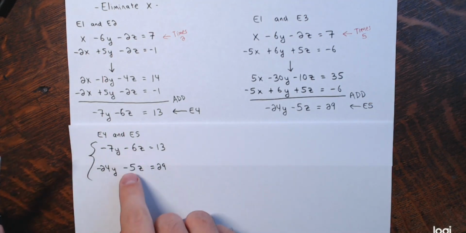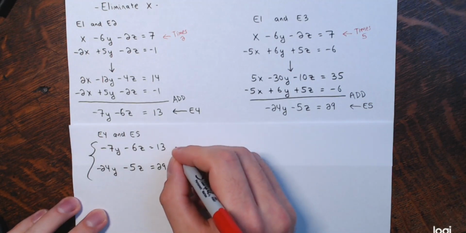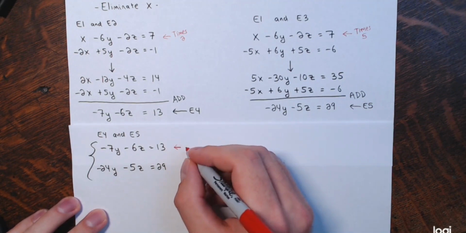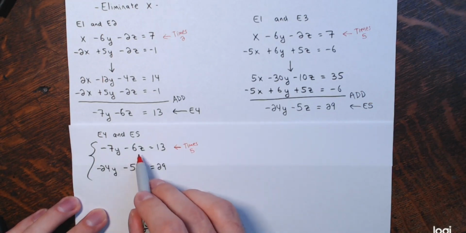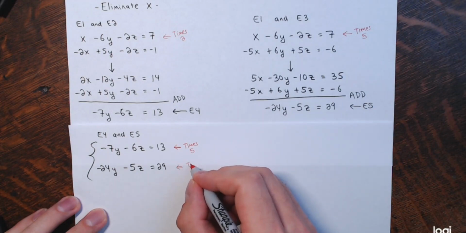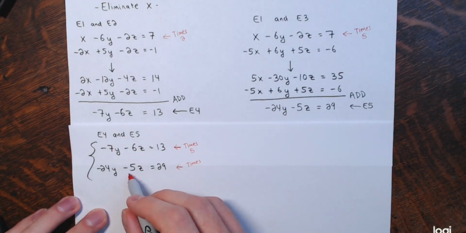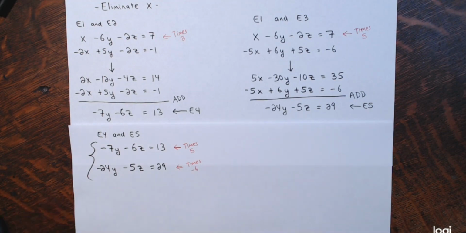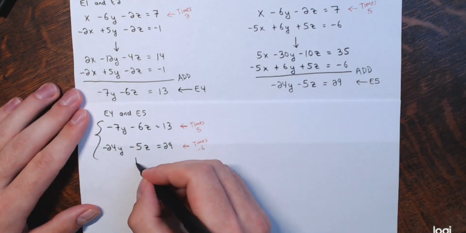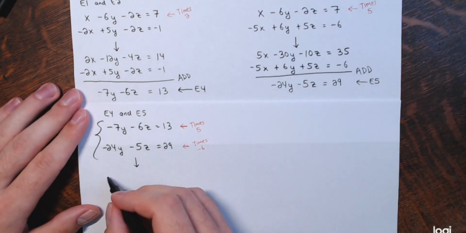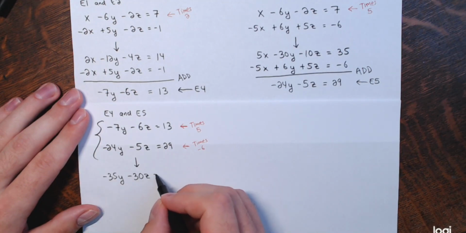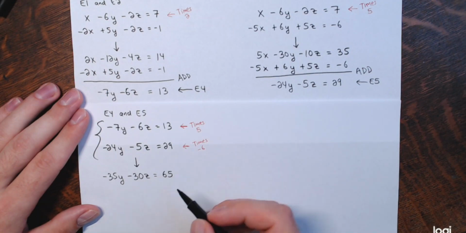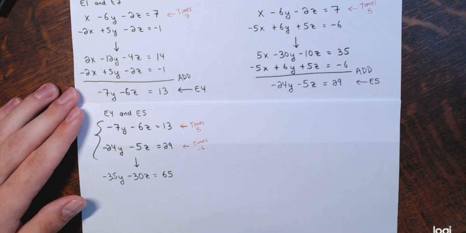Now the least common multiple of 6 and 5 is 30. So to eliminate z here, I would have to multiply the top equation by 5. That'll give me negative 30z. And then I would want positive 30z in the bottom, so I multiply by negative 6. So I multiply the top equation by 5 and the bottom equation by negative 6. So top equation by 5, we have negative 35y minus 30z equals 65. Bottom equation by negative 6.